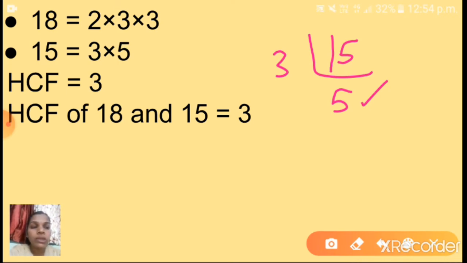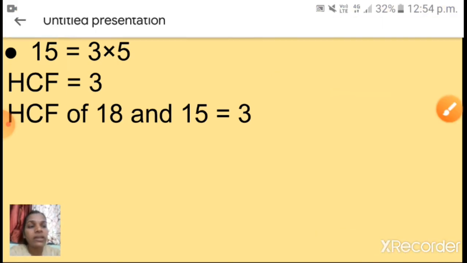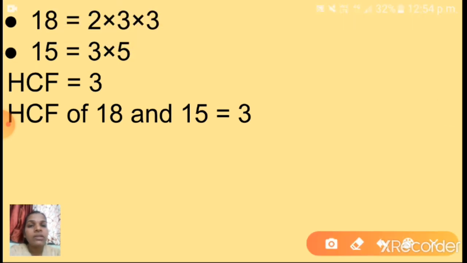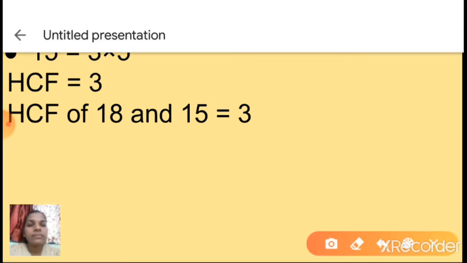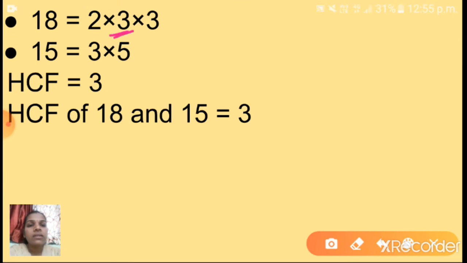Next step, as I told you, we have to find the HCF of these numbers. HCF means highest common factor. For this, see these 2 steps. Which number is common here, children? 3. 3 is the common factor, so I have written 3 here. So the HCF of 18 and 15 is equal to 3. Understood now? Shall we go to the next one?